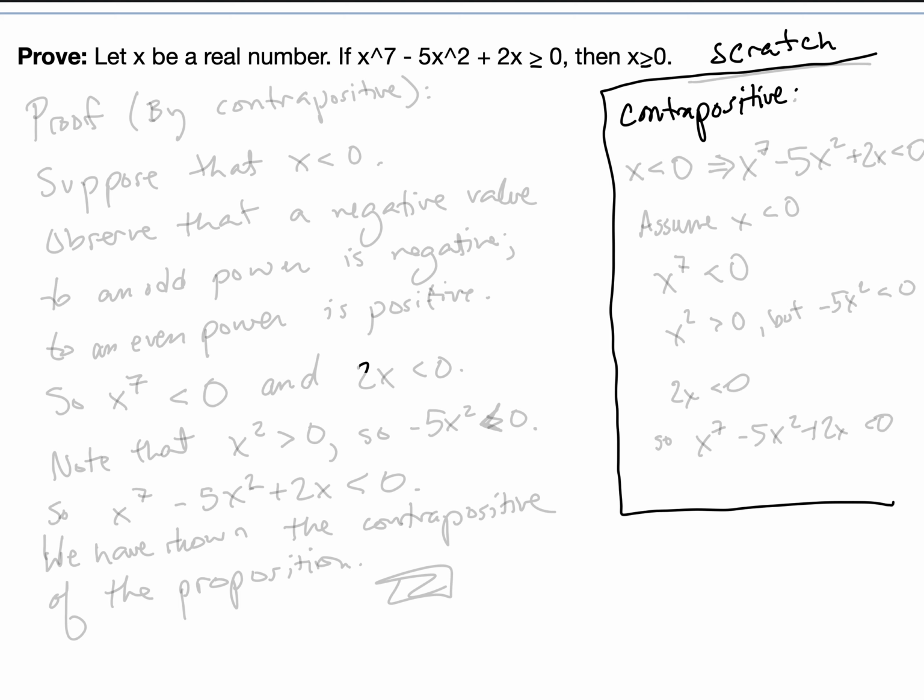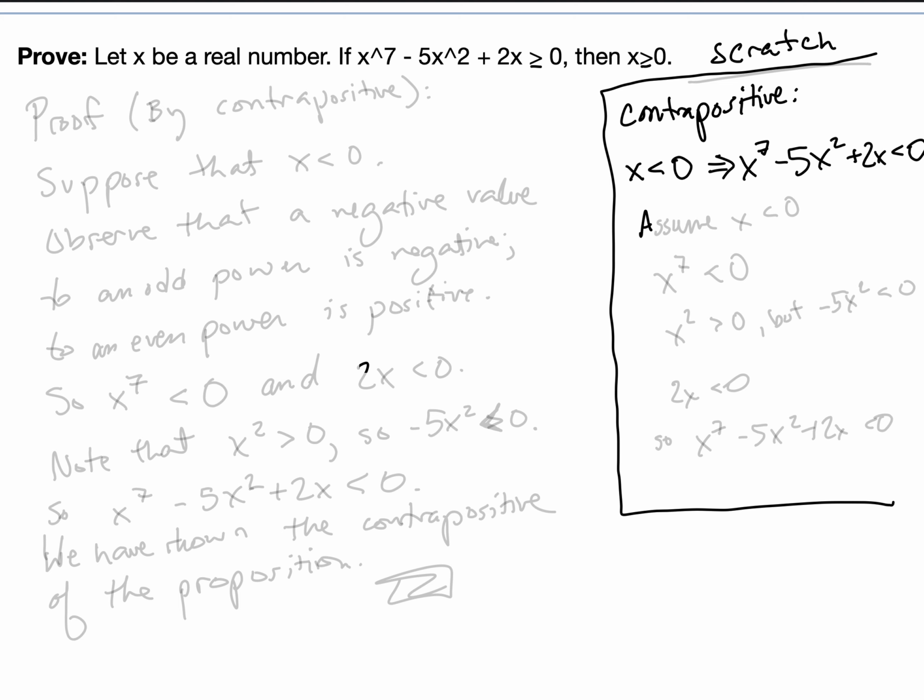And the contrapositive of this statement is not Q, x less than 0, implies not P. So x to the 7th minus 5x squared plus 2x less than 0. So that is what we are trying to prove. Let's just continue on the scratch work part before we start the formal proof.